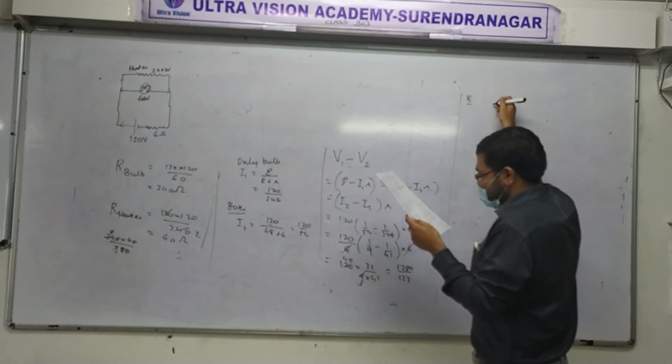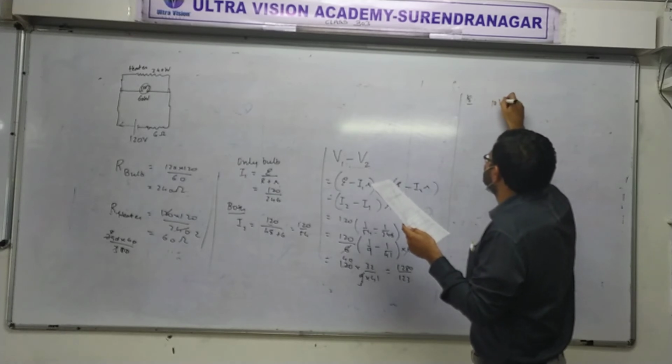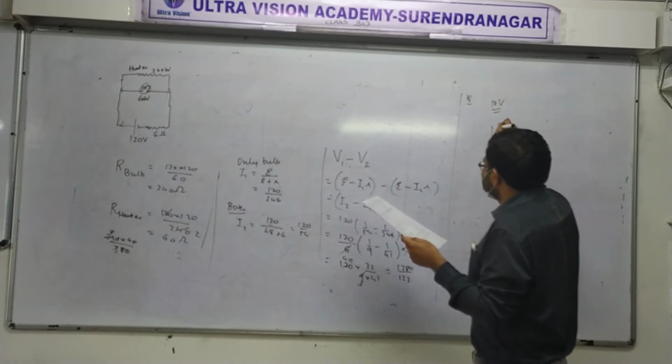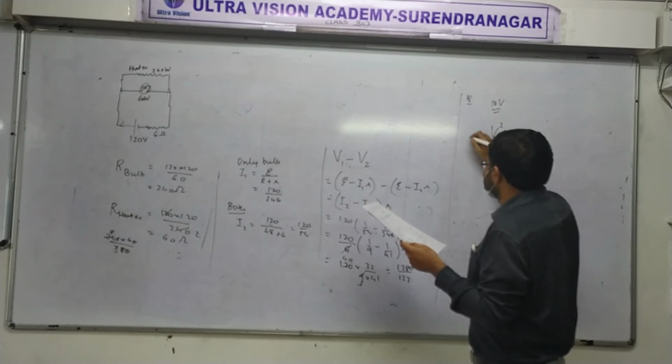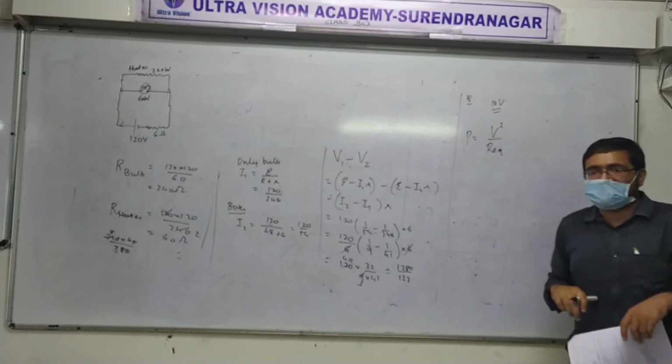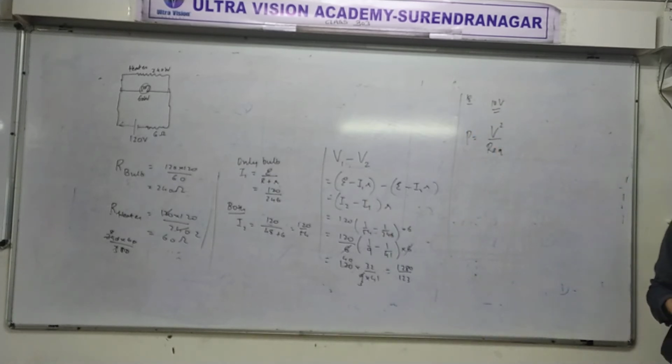Okay, so we know that a 10 volt battery is there. So if I want to find the total power of the circuit, do you realize we do it like this? Since there is no internal resistance, we just take V squared by R equivalent. We have to find R equivalent.